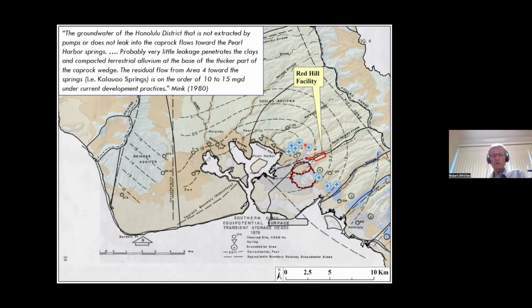If that is correct, that puts the drinking water sources to the northwest at a significant risk of contamination originating at the Red Hill facility.